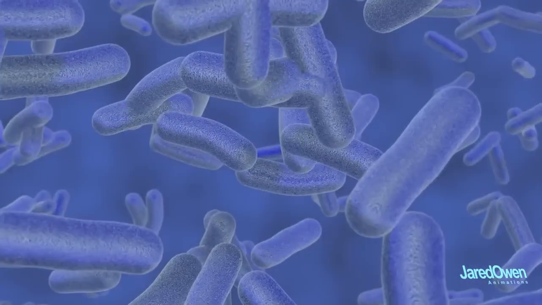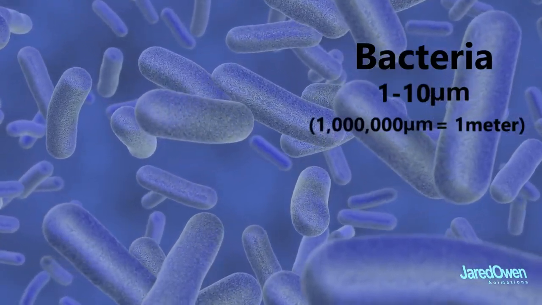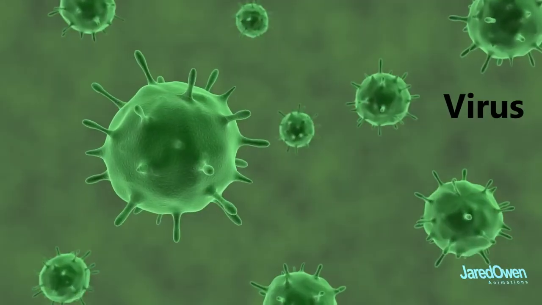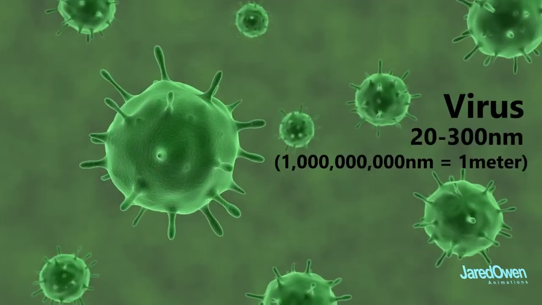And even smaller. Bacteria are only a few micrometers. There are 1 million micrometers in a meter. A virus is about 20 to 300 nanometers. There are 1 billion nanometers in a meter.